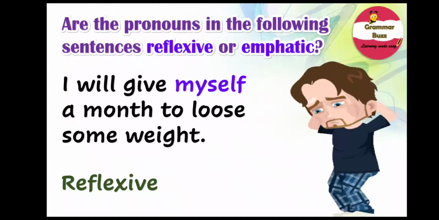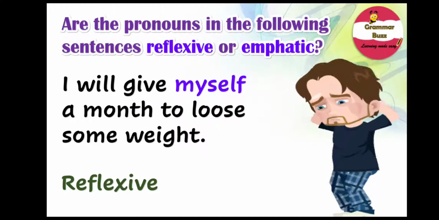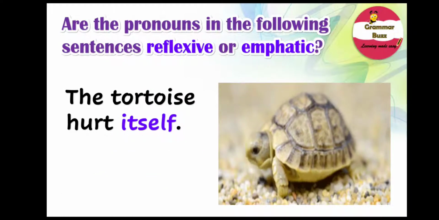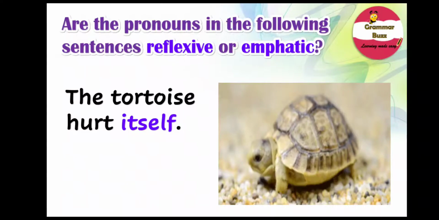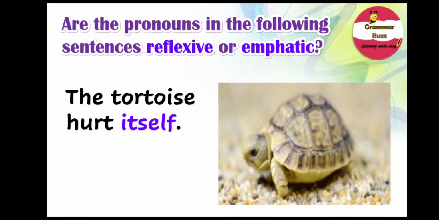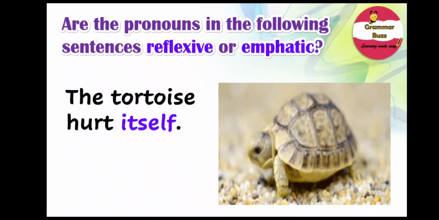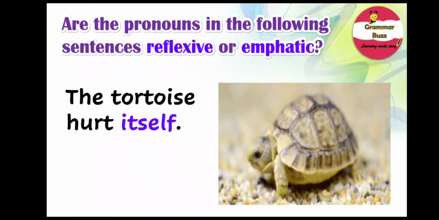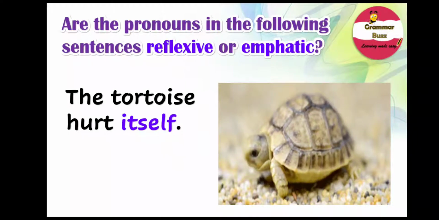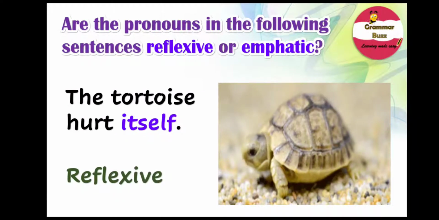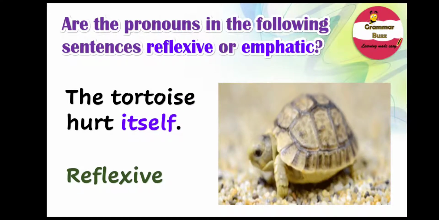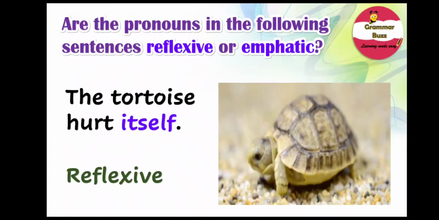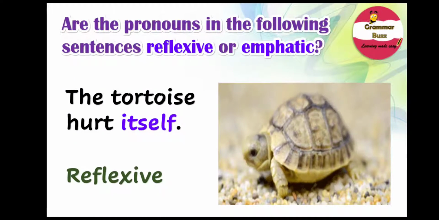Good job. Take a look at the next sentence. It says, the tortoise hurt itself. What about the itself in this sentence? What is it doing? I think you have already nailed it and you are so very correct. It is a reflexive pronoun because here the subject and the object of the sentence is the same, and that is the tortoise. Good job.